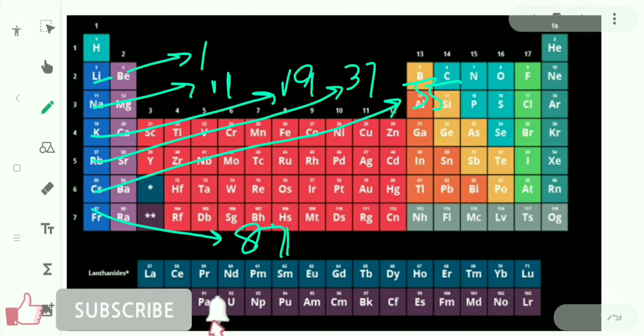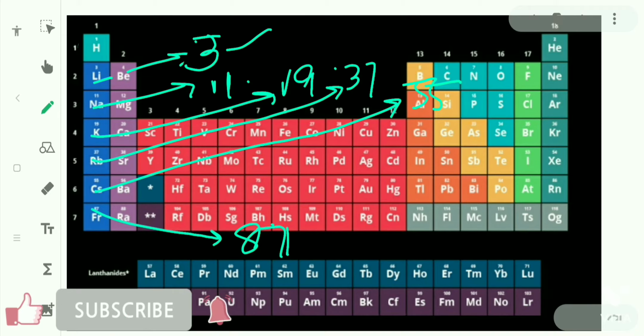Lithium has 3. I wrote it here as 1, but it has 3. When you look at these atomic numbers, it is increasing: 3, then 11, 19, 37, 55, 87. So the atomic number is increasing. Similarly, the mass number also increases. When you learn by heart the mass numbers and atomic numbers of the first 20 elements, I said only 20 elements, you will understand. The atomic number increases and the mass number also increases.